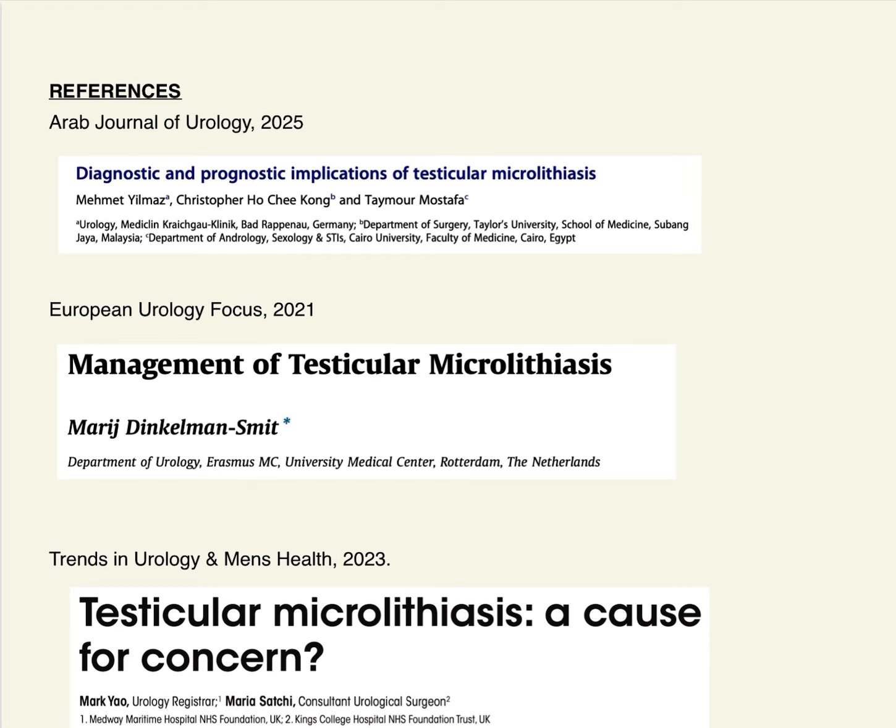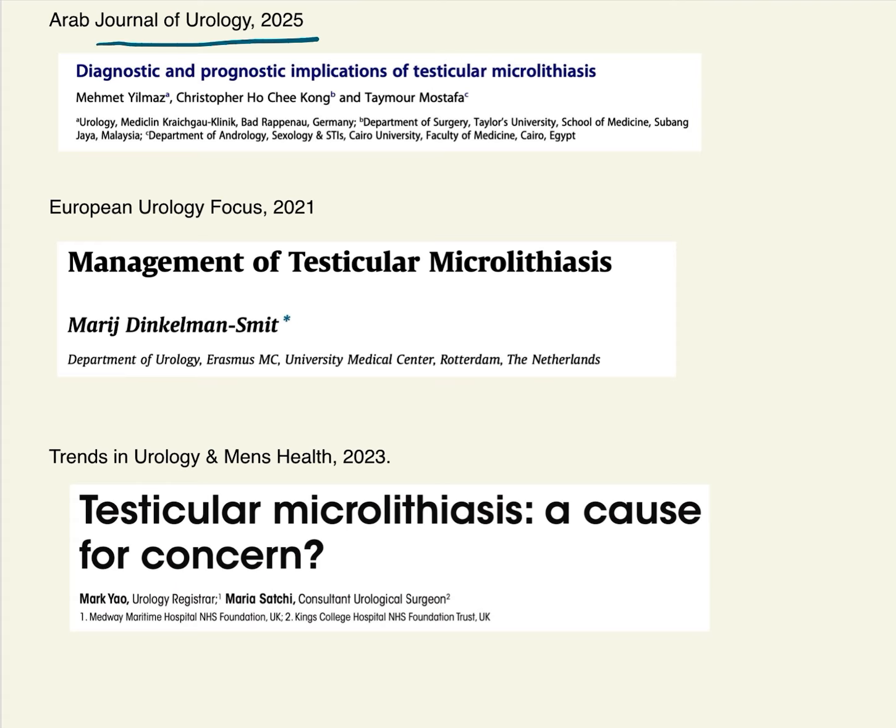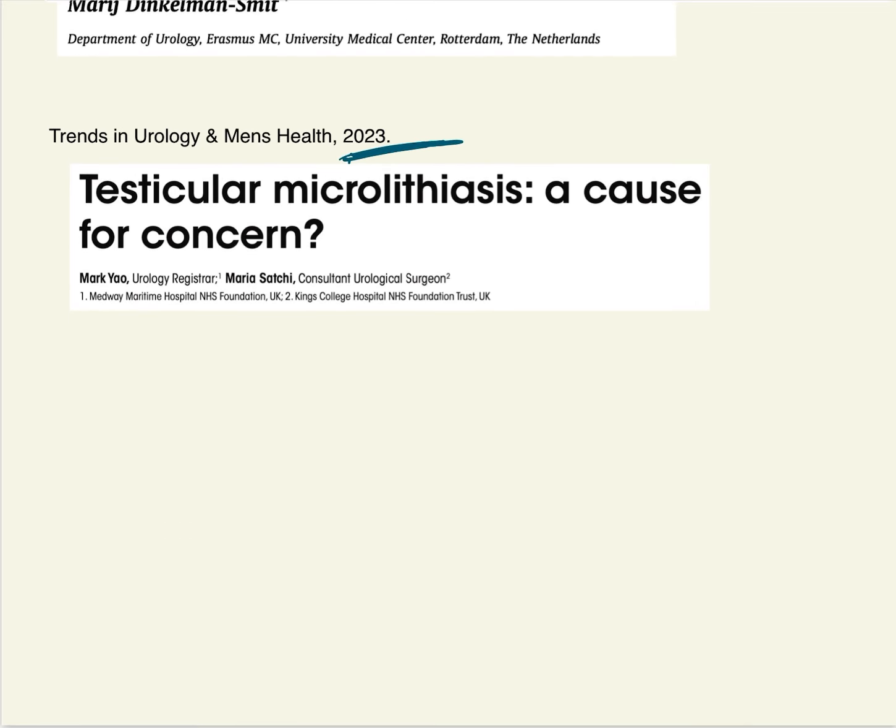So I have taken these references from the Arab Journal of Urology, where they have described a very recent article that describes the diagnostic and prognostic implications of testicular microlithiasis. Second was the European Urology Focus article that was published in 2021, and the last was from Trends in Urology and Men's Health. This article has given the European Urogenital Imaging Society guidelines for the management of microlithiasis.